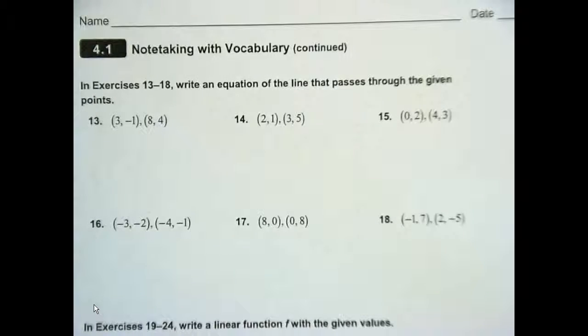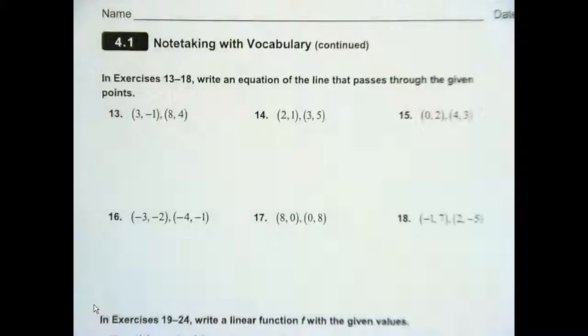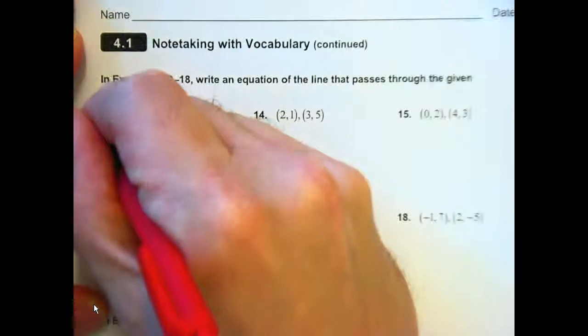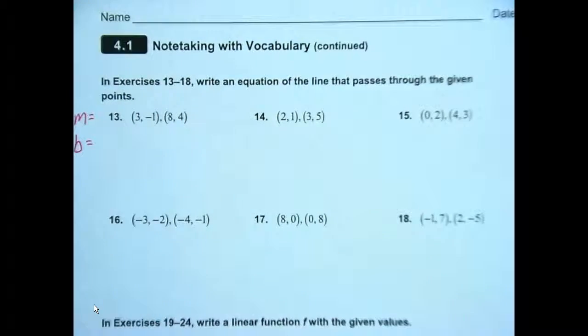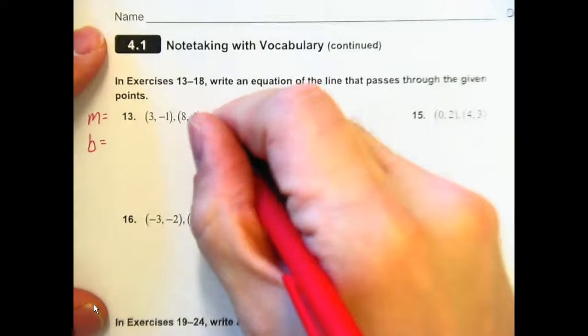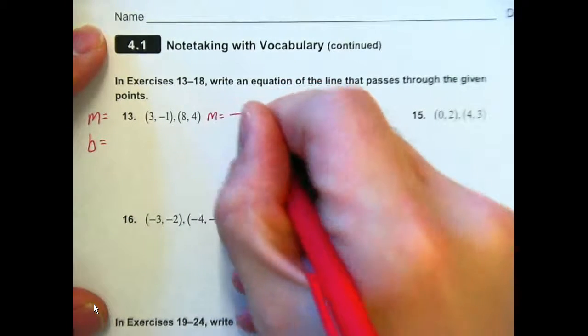Okay, what are the two things you need to write a linear equation? Raise your hand, please. Two things. Good, you need to know m and b. Therefore, given 2 points, how do you find m? Raise your hand, please. Good. Slope is equal to your change in y over change in x.